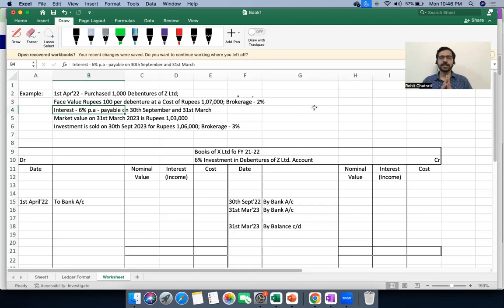Brokerage, I've paid 2%. Now, please think whether this brokerage will be calculated on 1 lakh or on 1,07,000. Think of it: whether the brokerage will be calculated on 1 lakh or 1,07,000.